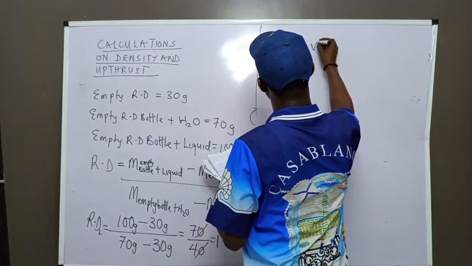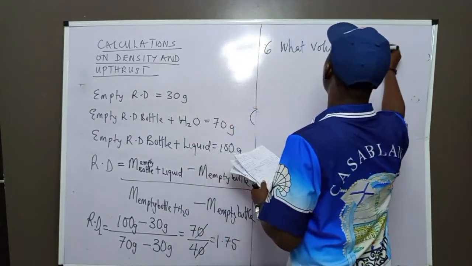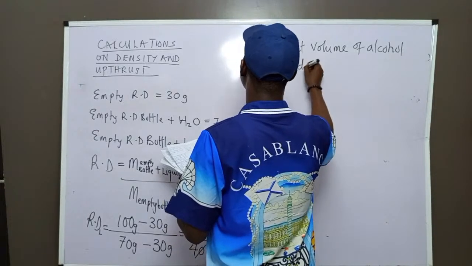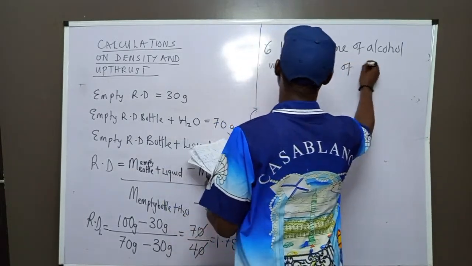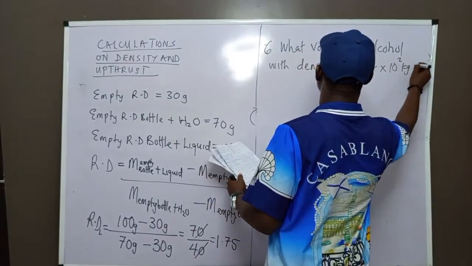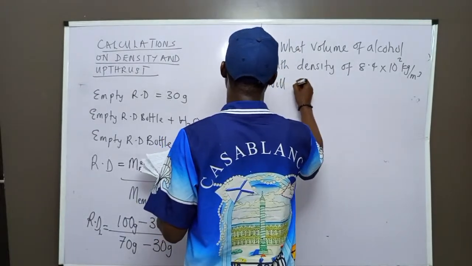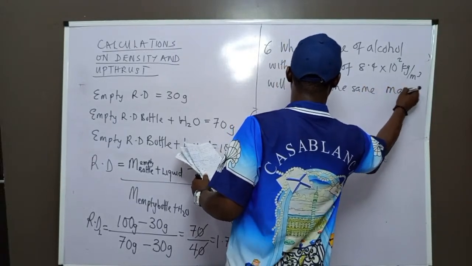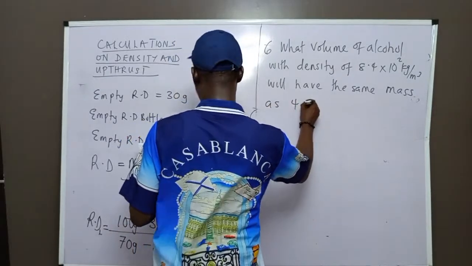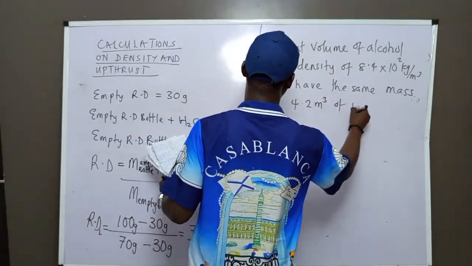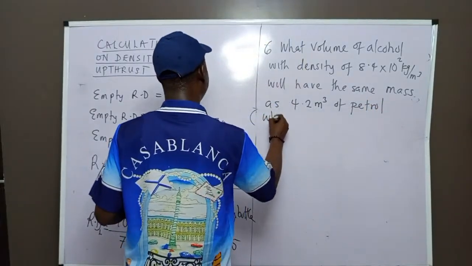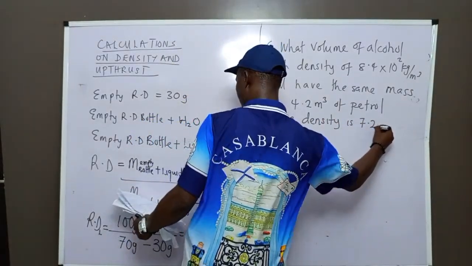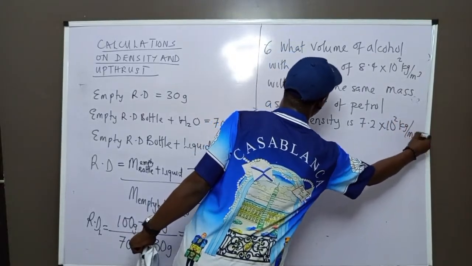What volume of alcohol of density 8.4 times 10^2 kilogram per meter cube will have the same mass as 4.2 meter cube of petrol, whose density is 7.2 times 10^2 kilogram per meter cube?